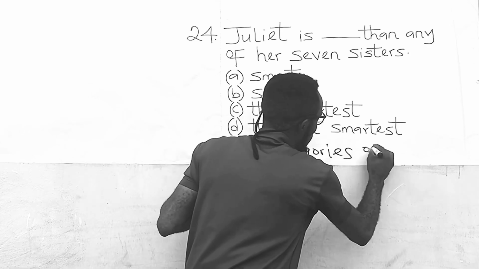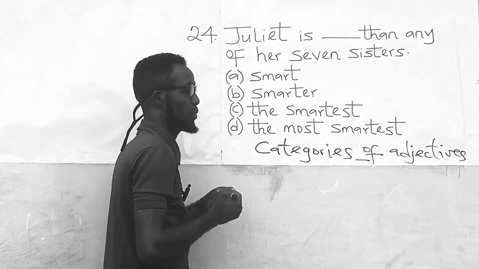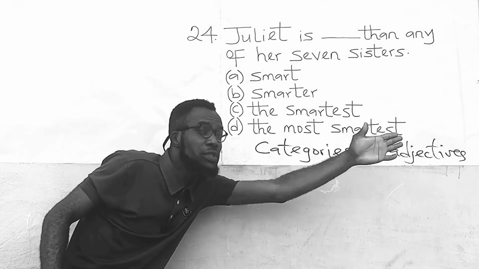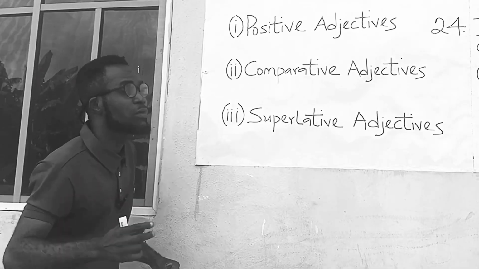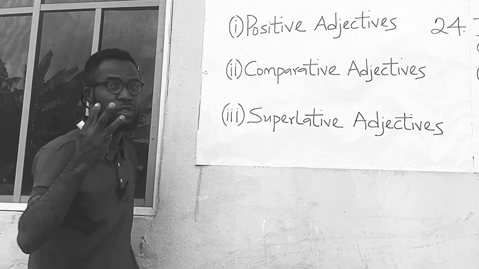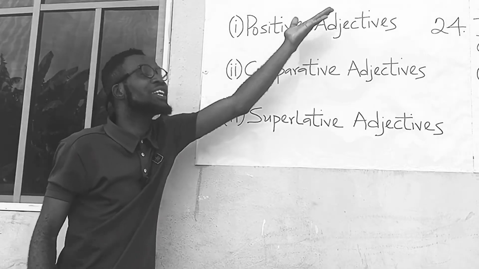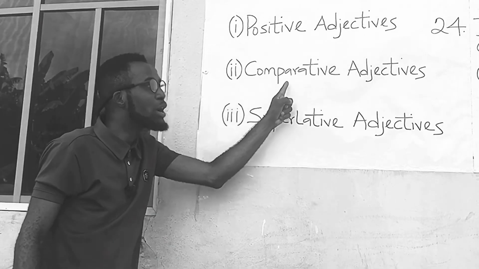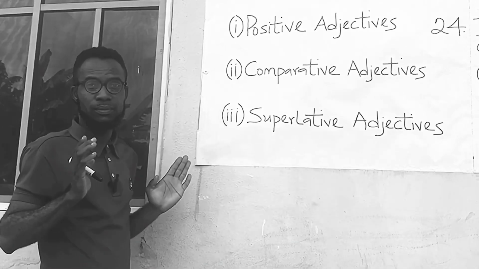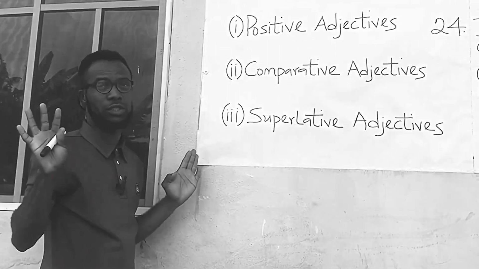Categories of adjectives. This question is from the topic categories of adjectives. In English, there are 3 categories of adjectives, and they are 1. Positive adjectives, 2. Comparative adjectives, and 3. Superlative adjectives. These are the 3 categories of adjectives we have in English.